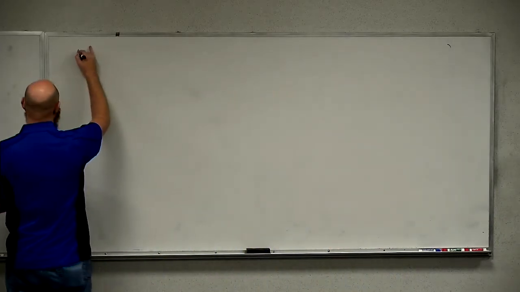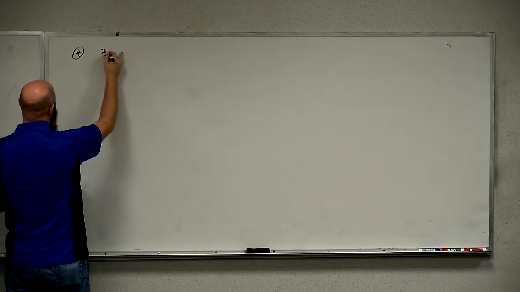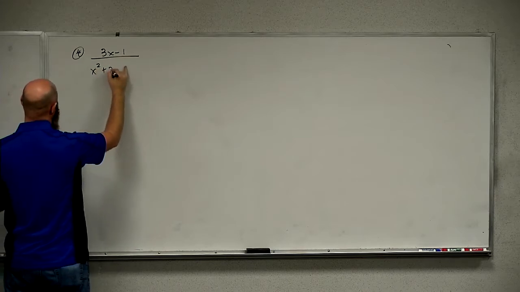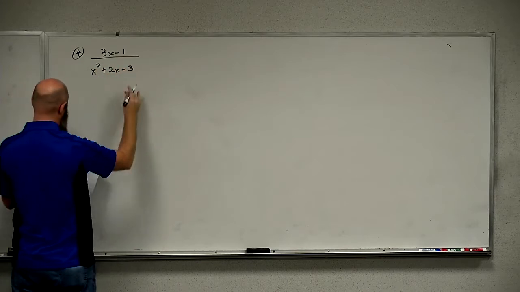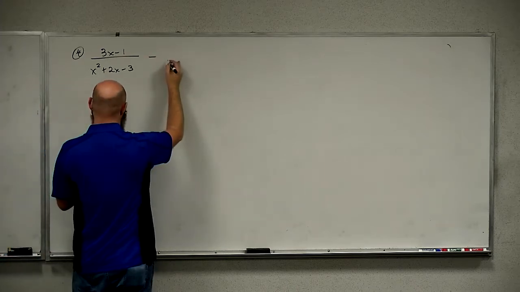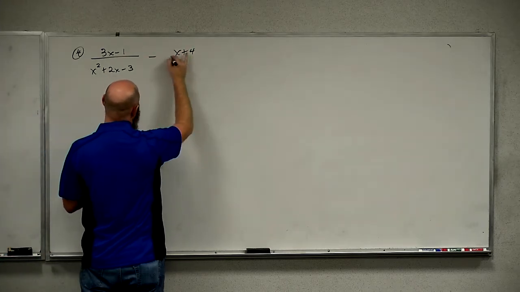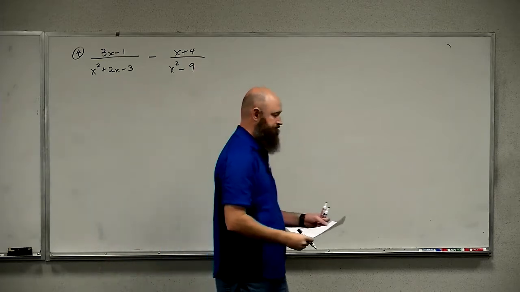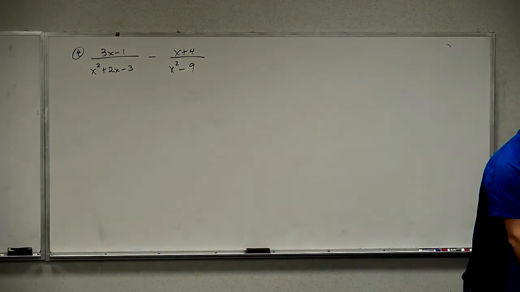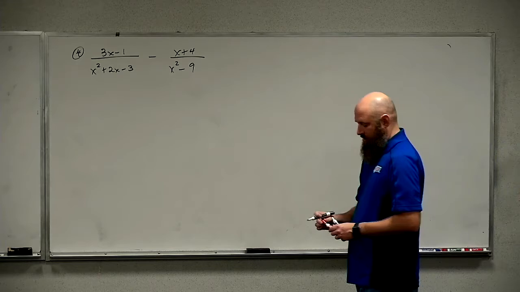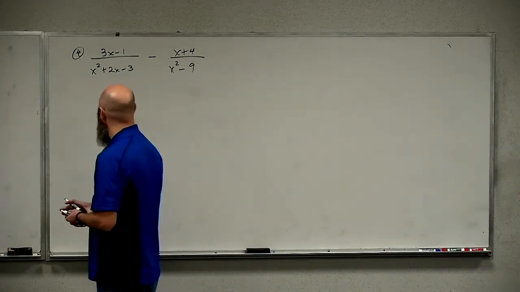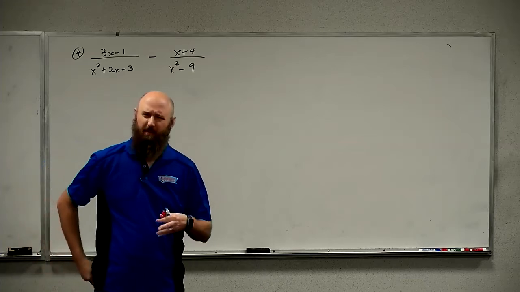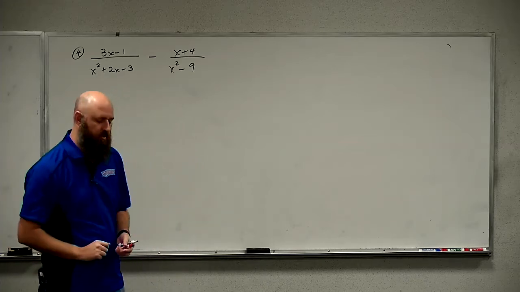All right, so number 4. 3x minus 1 over x squared plus 2x minus 3, minus x plus 4 over x squared minus 9. All right. So here I am going to do this one where I'll go ahead and rewrite the problem to factor it because we just have so much going on. I don't want us to get confused.